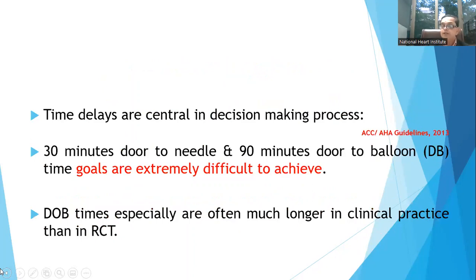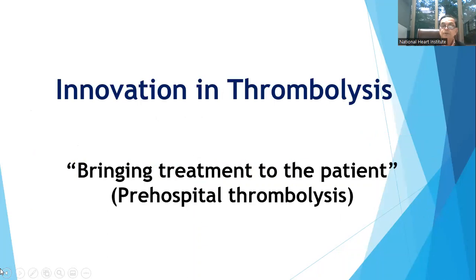So time delay is no doubt central in the decision-making process. 30 minutes door to needle, and 90 minutes door to balloon time, which is the standard defined for thrombolysis or for primary PCI, are extremely difficult goals to achieve. Door to balloon times especially are often much longer in clinical practice than what we have seen in randomized clinical trials. So we have to think out of the box.